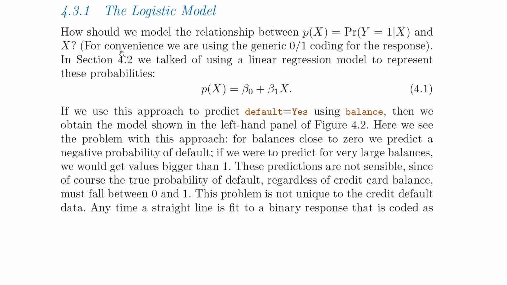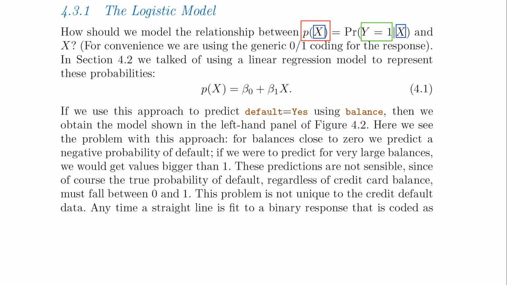How should we model the relationship of P of X? That's just notation. Whenever we say lowercase p of X, it simply means the probability that the individual defaults, y equals 1. We have 0 or 1: 0 does not default, 1 defaults, given a value of X. Just keep on thinking of X as the balance. So what we're asking is, what is the probability that an individual with a 2,000 balance defaults? What is the probability that an individual with a 500 balance defaults? Those two probabilities we're going to denote by P of 2,000 and P of 500.